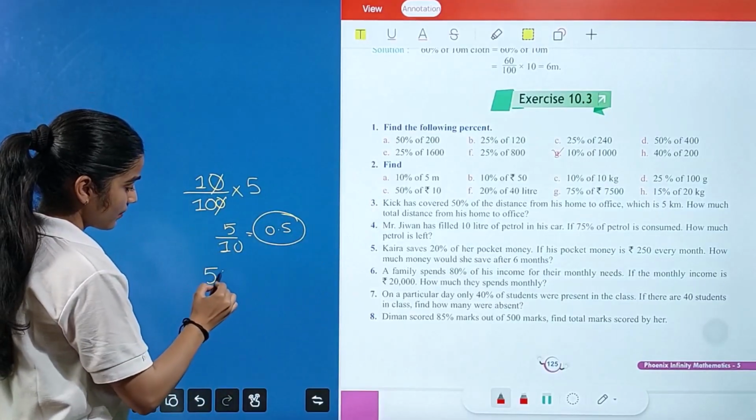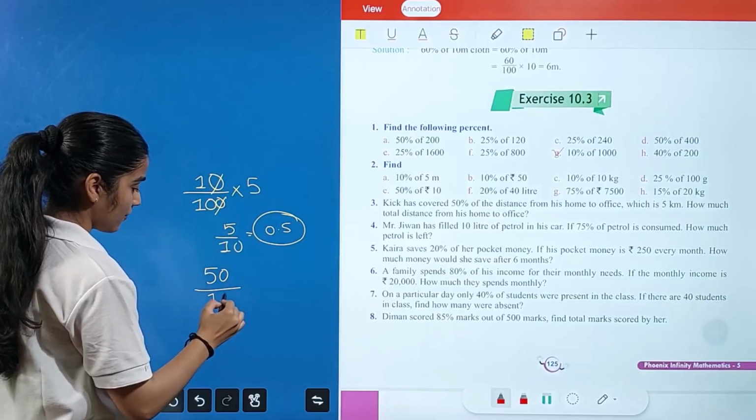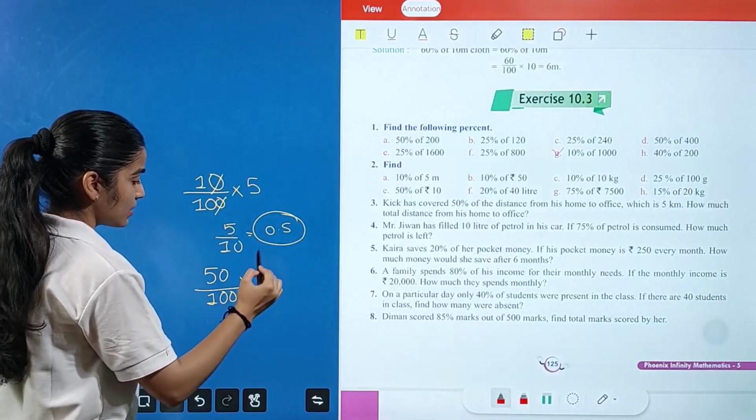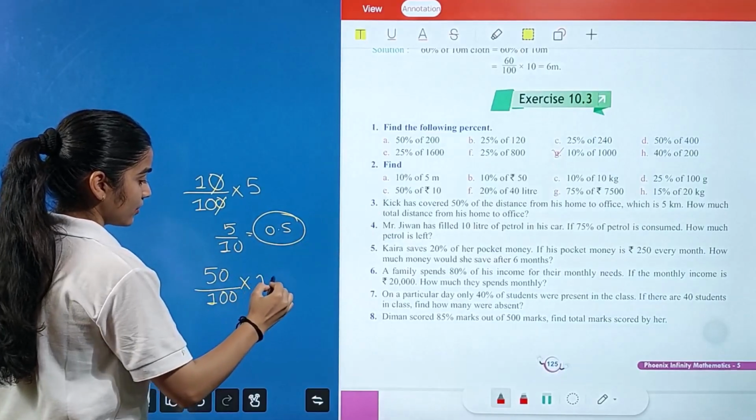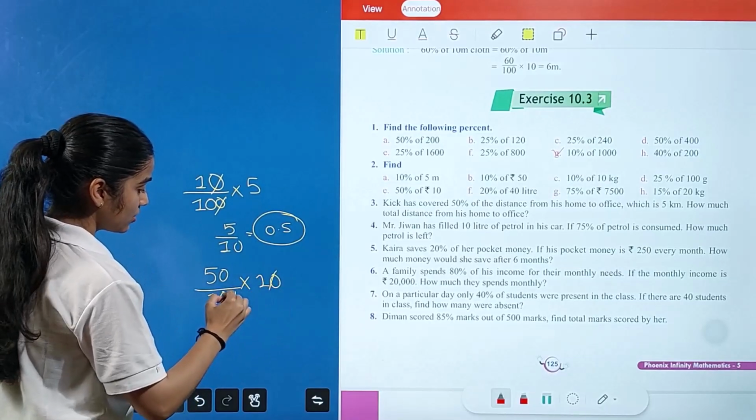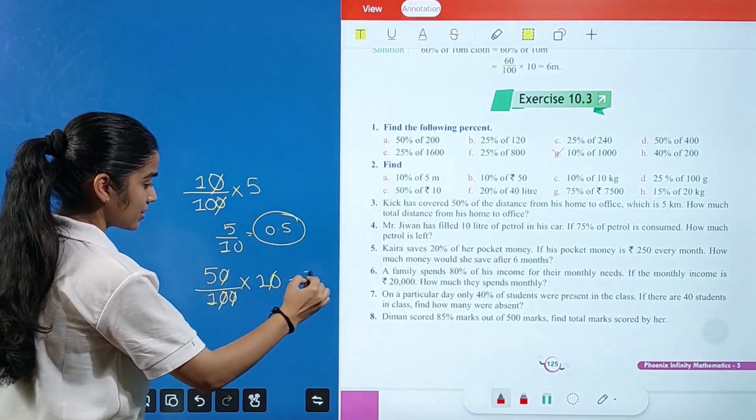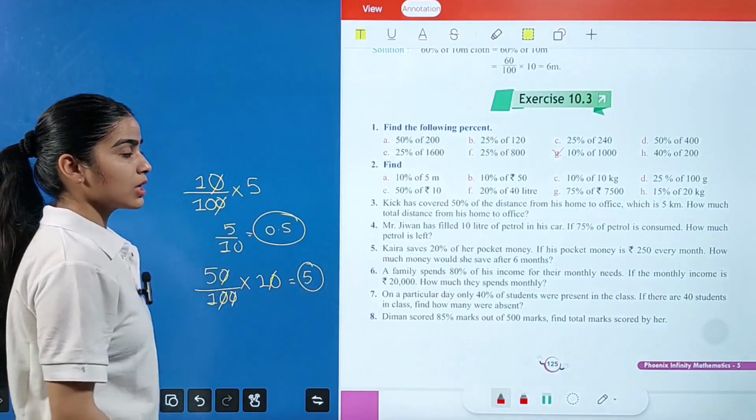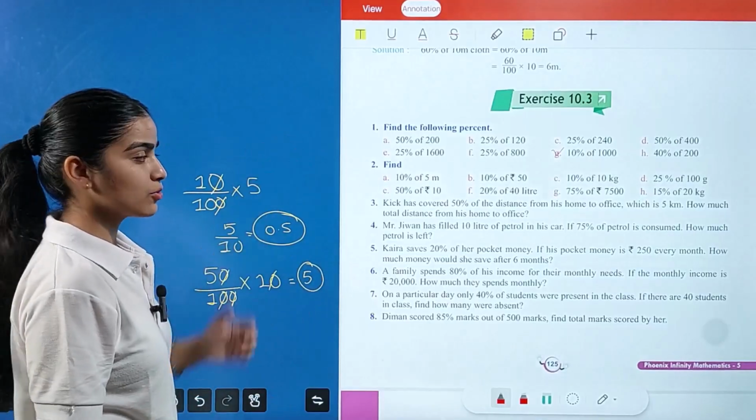Okay, next, 50% of 10. So 50, remove the sign of percentage. We have to write here 100. Of means multiply, and 10. So we write here 10. 0 is cancelled out with 0. 0 is cancelled out with 0. We have our answer 5. So students, you can easily find the answer for the rest of the questions you have.